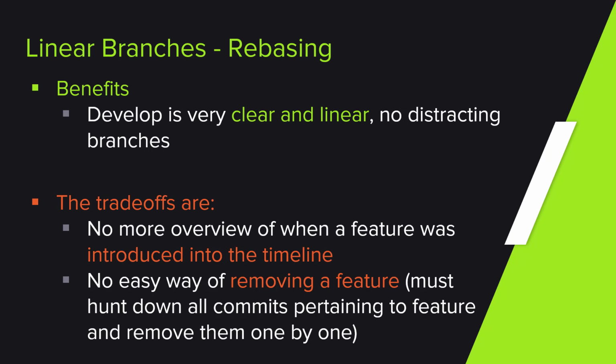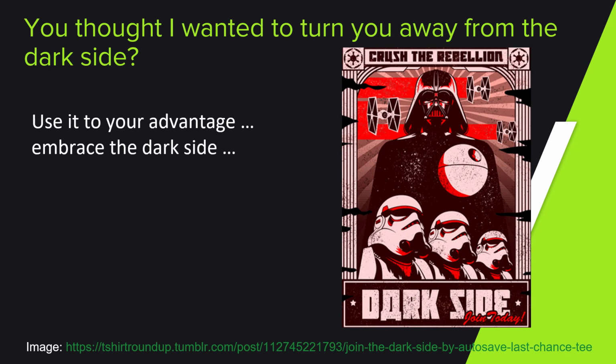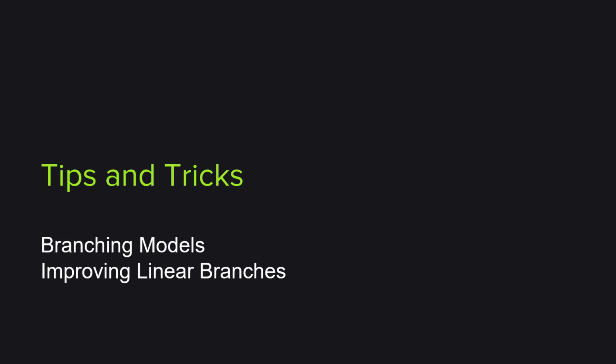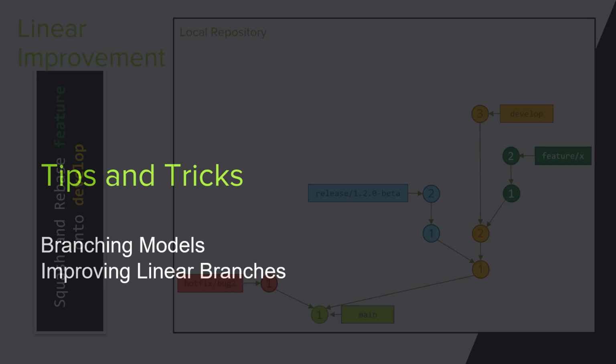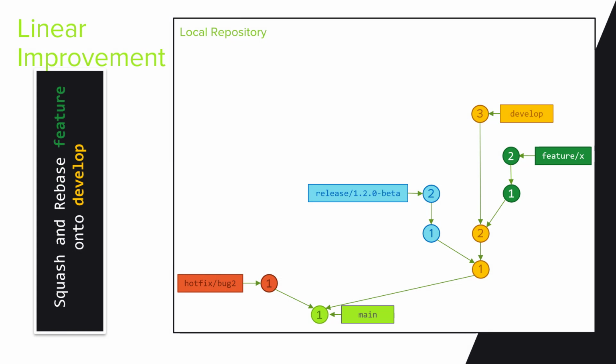But can we do better? We discussed the dark side of Git, and it might just be more fun and of more use. We should embrace it, not shun it. So let us improve our linear branches using the knowledge we've gained. What if we squashed and rebased onto develop instead of just rebasing?